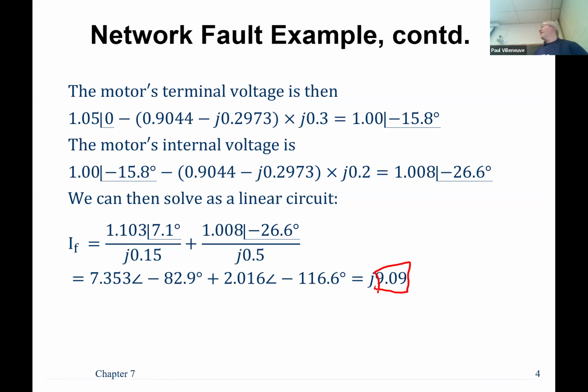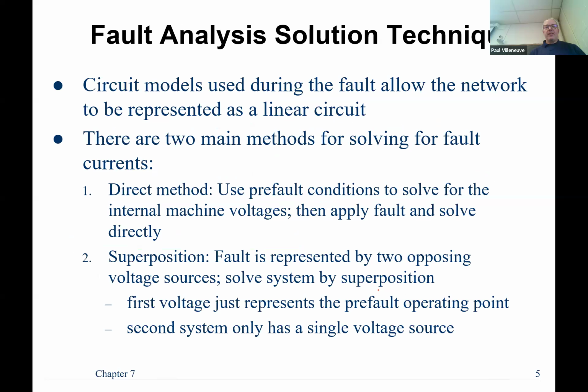That is the direct method to calculate fault current. It's just using standard circuit analysis that you've been doing all along. The problem is, it's a lot of work. If I have 50,000 buses and I want to look at all the different faults, I would have to do this 50,000 times. I'd have to do circuit analysis for each one.